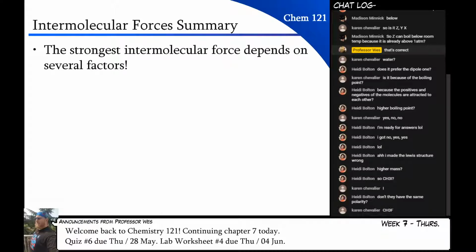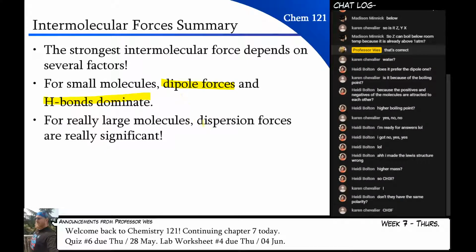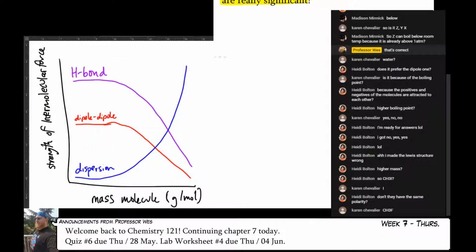Alright, so to summarize intermolecular forces, there are many factors that we have to consider. For tiny molecules, we care about dipole and H bonds the most. They are the strongest. H bonds are the strongest of all. And then dipole is the second strongest for small molecules. For large molecules, everything reverses, and dispersion are the biggest. And again, you can look at that chart that we constructed on this to see that.